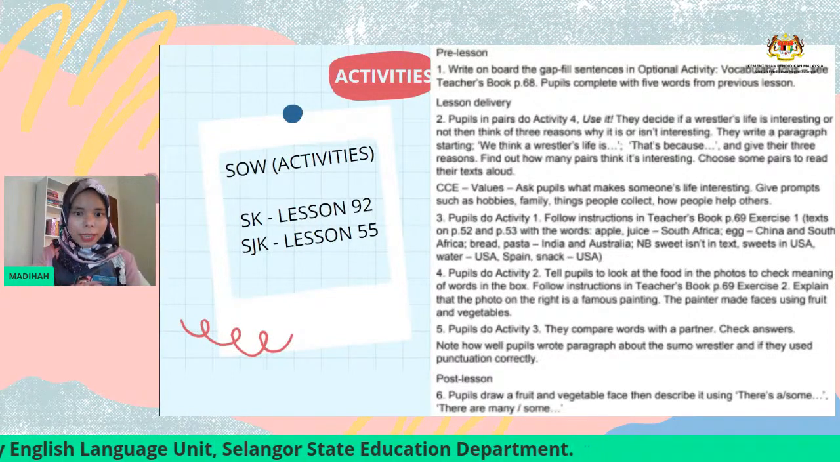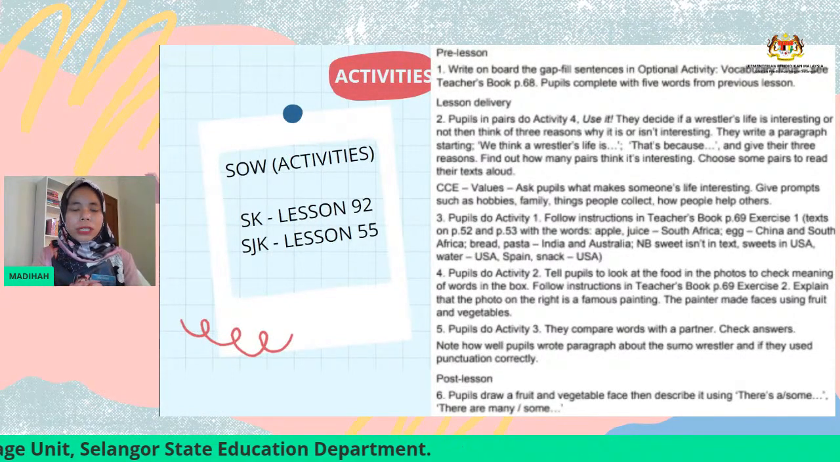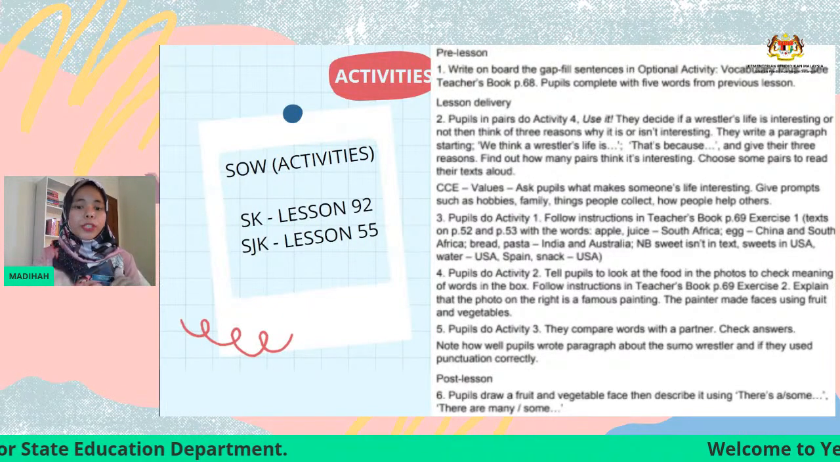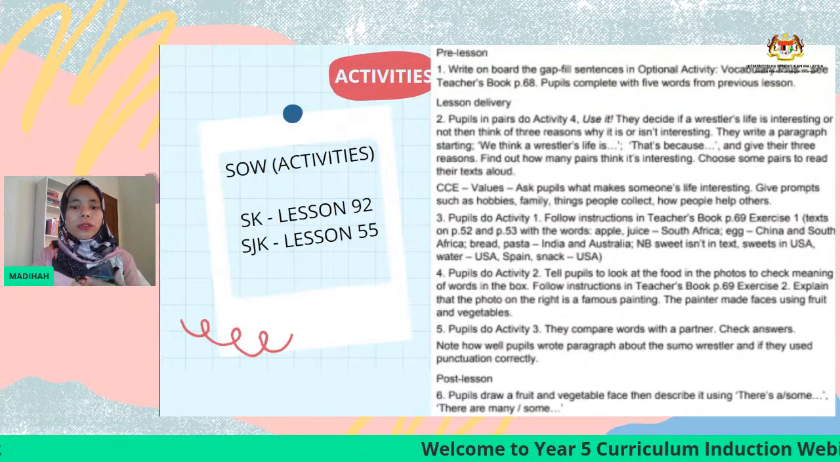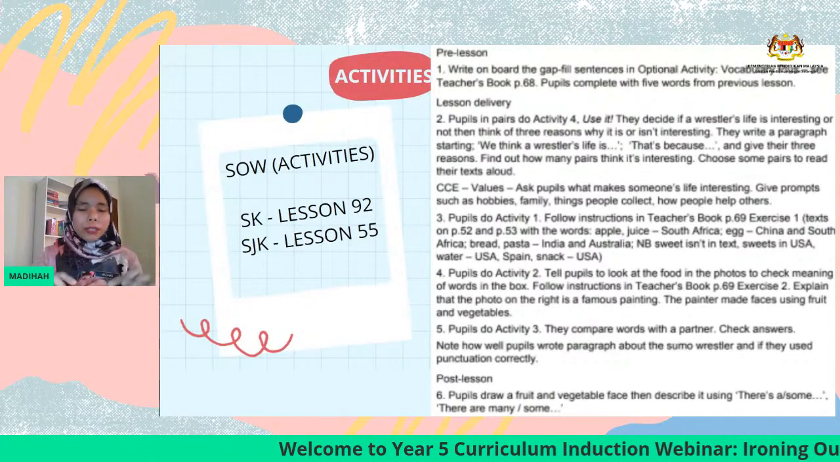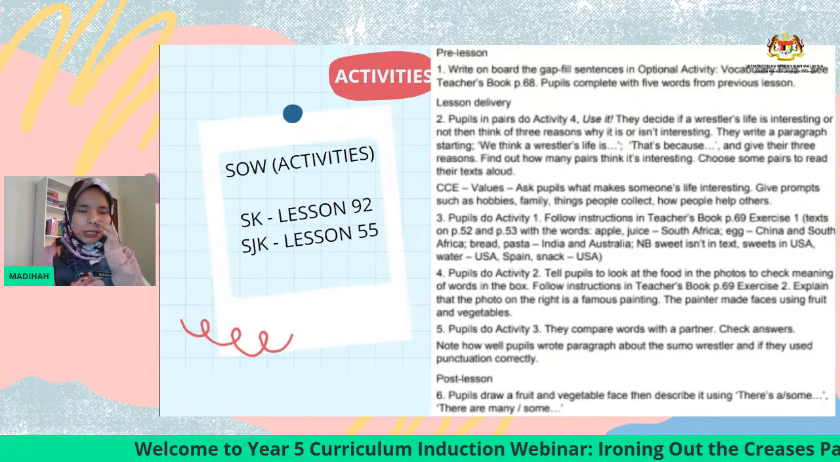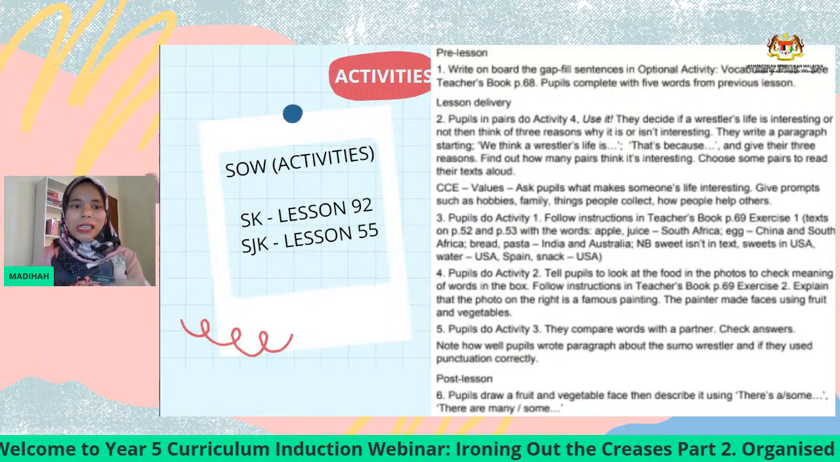Peer assessment again. And then finally, for post-lesson, the SOW suggested that pupils will draw a fruit or vegetable face, then describe it using "there's a", "there's some", or "there are many" or "some". So as you can see, why is it suddenly in the post-lesson that they touched on these sentences?